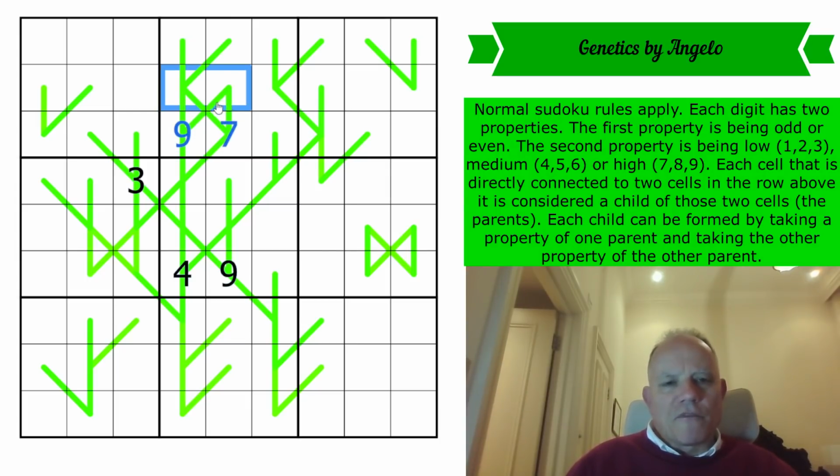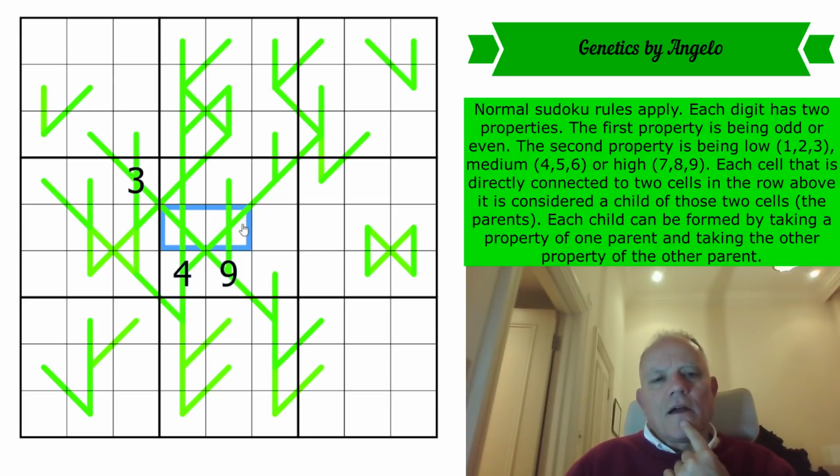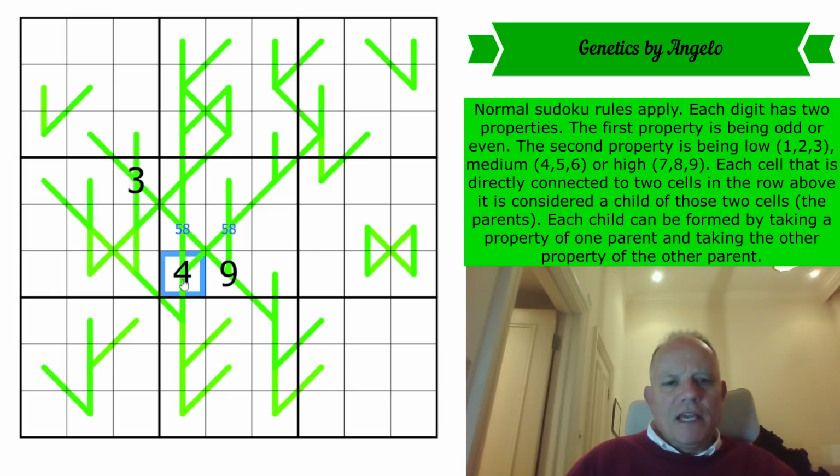Well, they could come from 8 and an odd number and be giving the same properties to both children, but they can't be here. They have to be giving different properties. So we're going to need a medium digit that is odd and a high digit that is even, and they have to be 8 and 5. I think that has to be right. There's no other way to do this. So 8 is going to give the even property to 4 and the high property to 9. 5 is going to give the medium property to 4 and the odd property to 9.